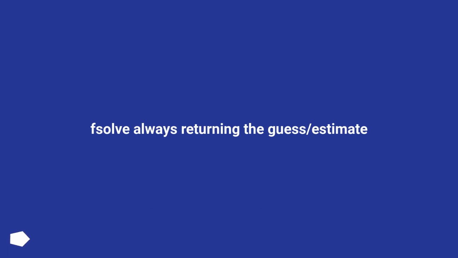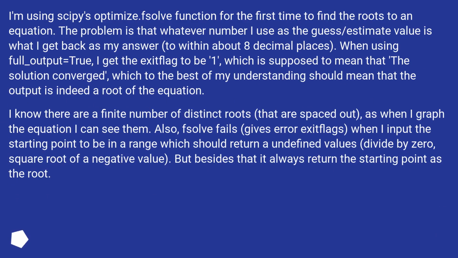Solve always returning the guess/estimate. I'm using scipy's optimize.fsolve function for the first time to find the roots to an equation. The problem is that whatever number I use as the guess/estimate value is what I get back as my answer, to within about 8 decimal places.